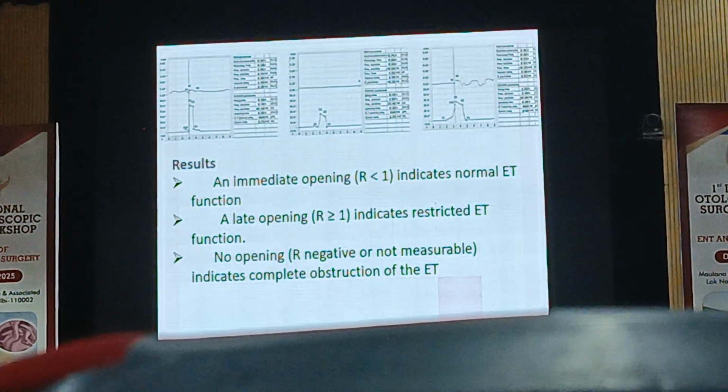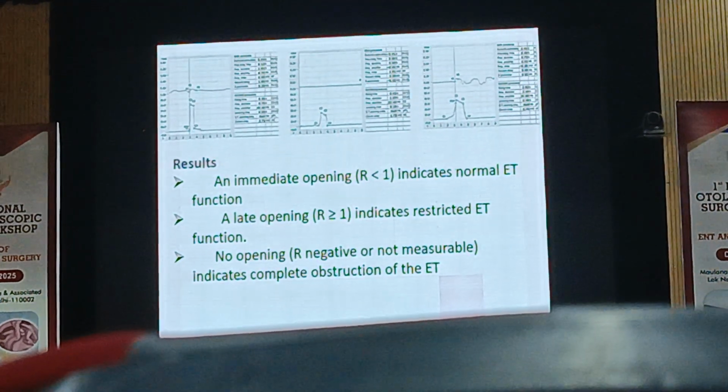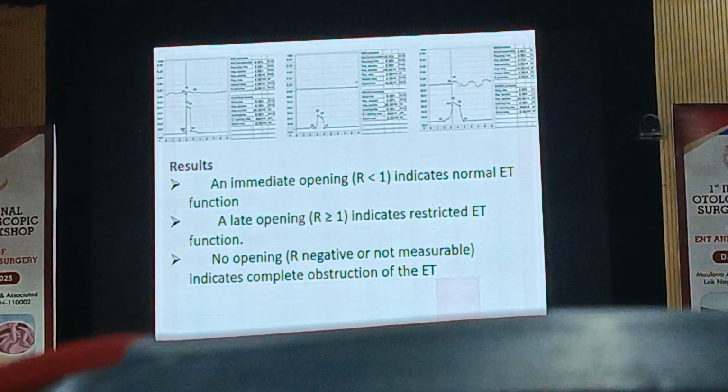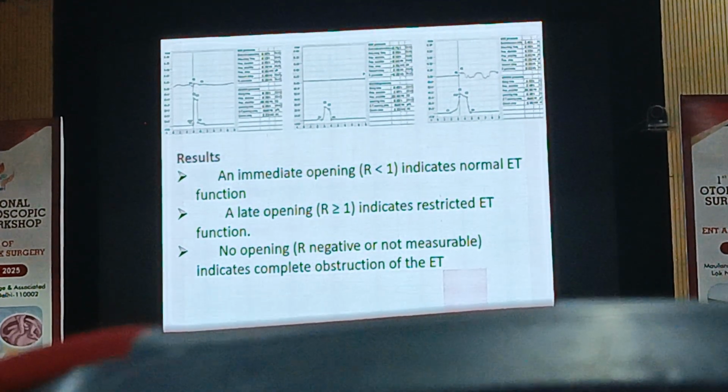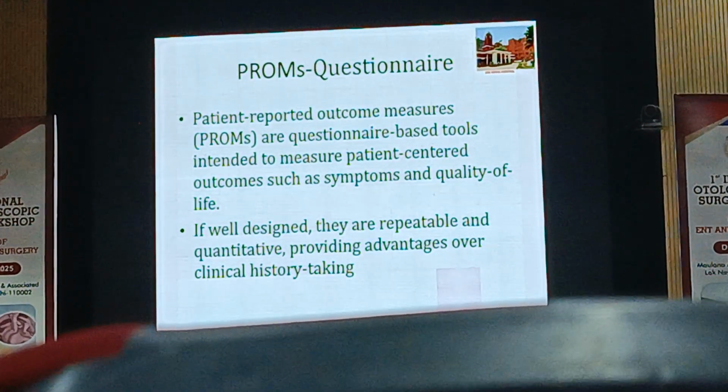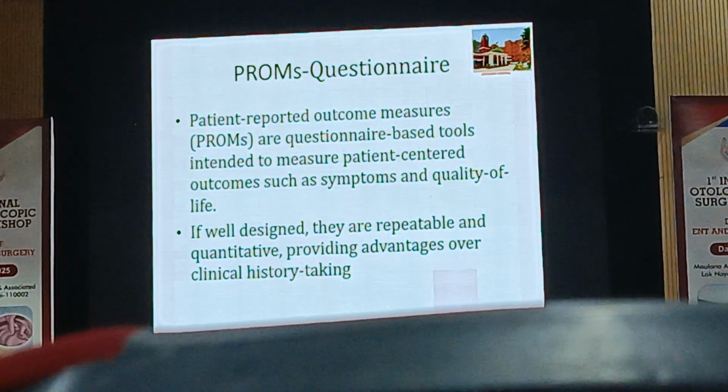So this formula will give us the R value. If the R value is less than 1, it's normal. If R is more than 1, it's a restricted eustachian tube function. And with no opening, obviously, it's a negative response. So we are not following this. This is most important here.